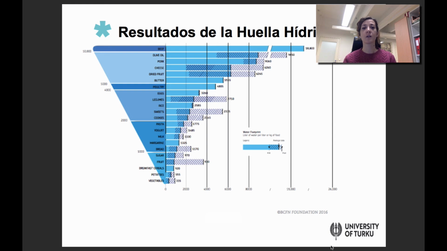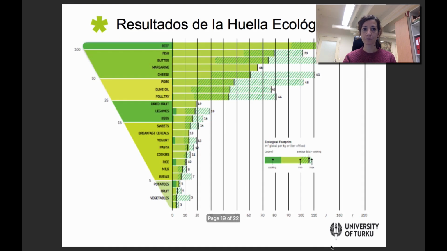So I think it's also interesting, in all the footprints, of course, but especially in water, because it can be so crucial in some areas where water is limited. It's very good to keep this in mind as well when talking about water footprint of food.